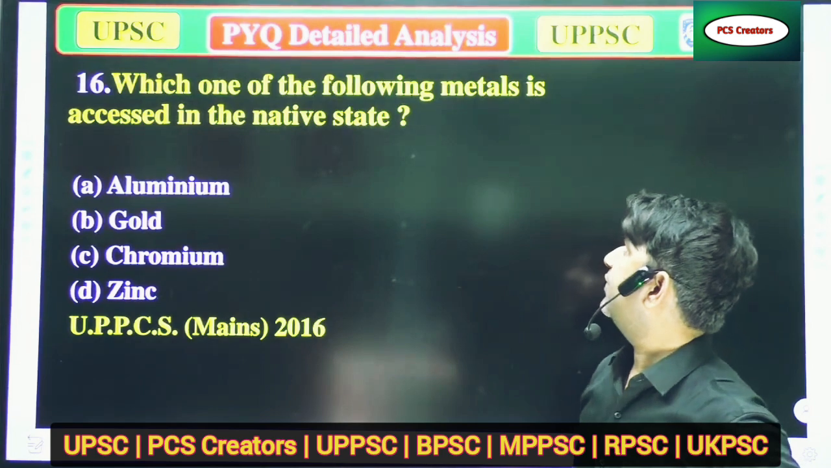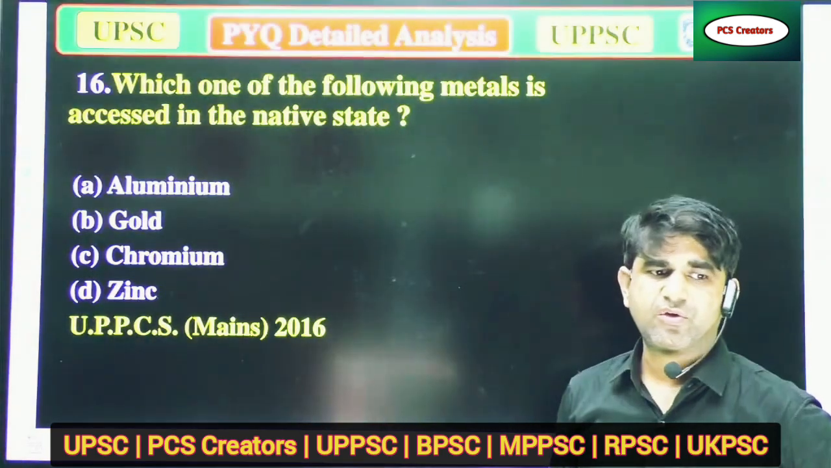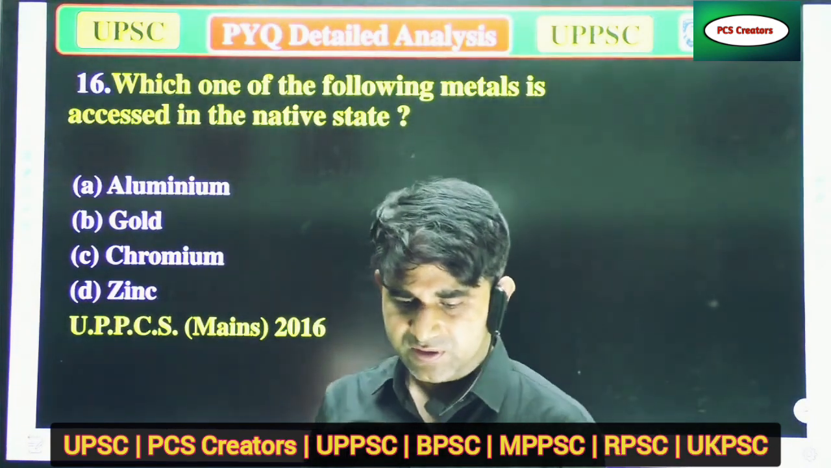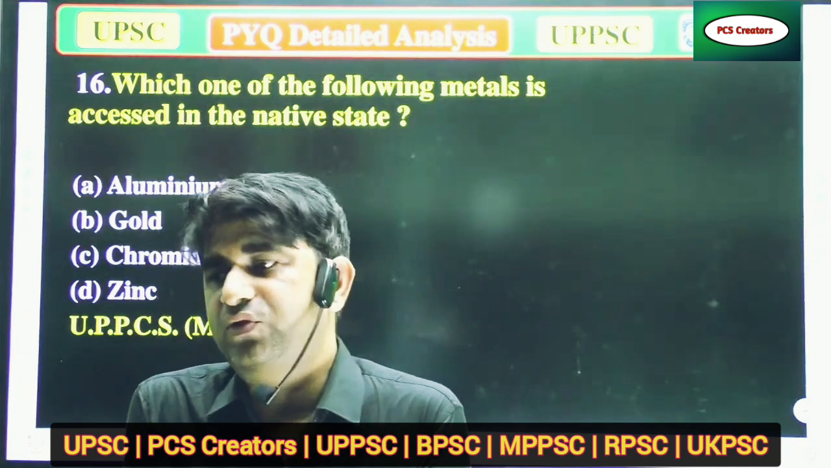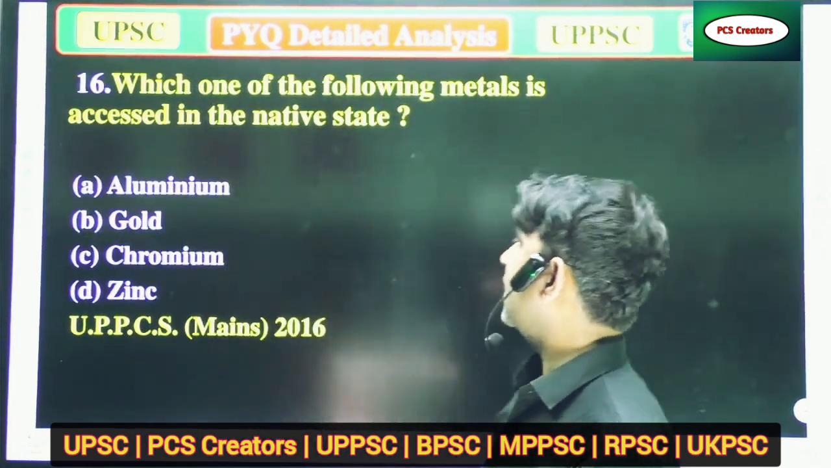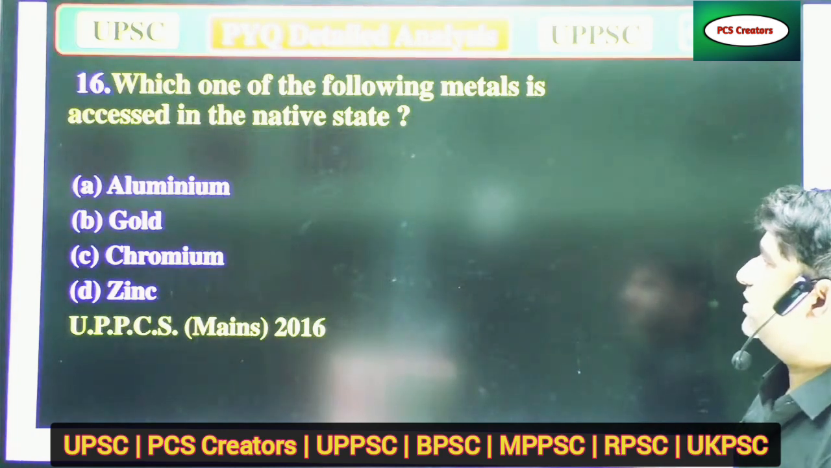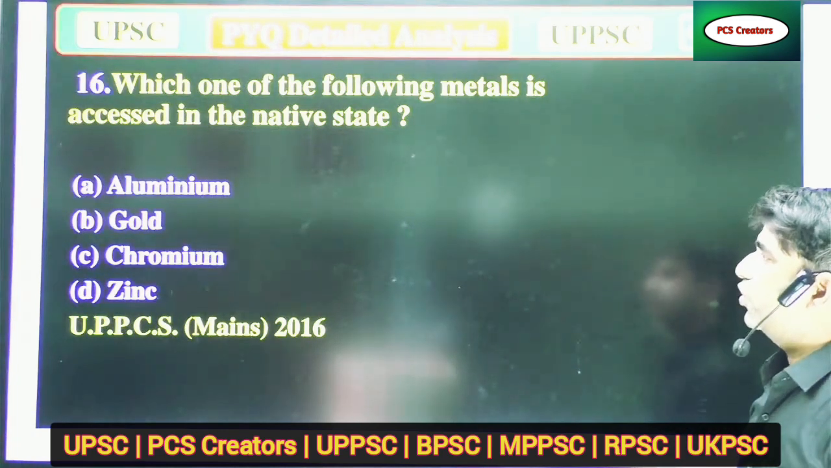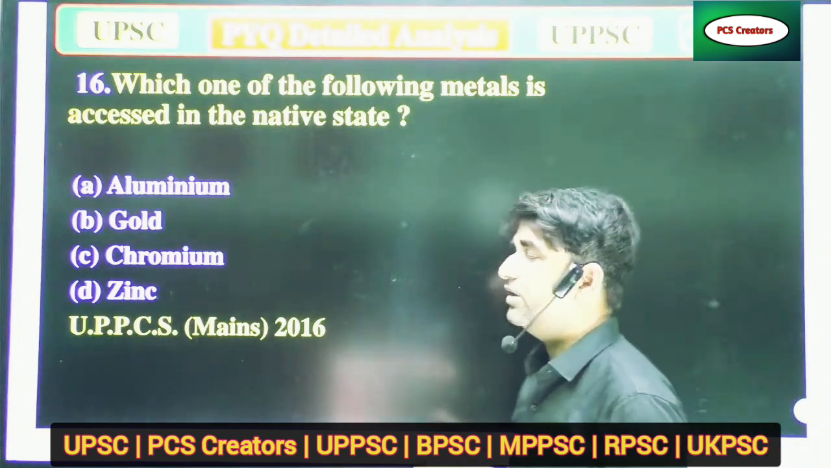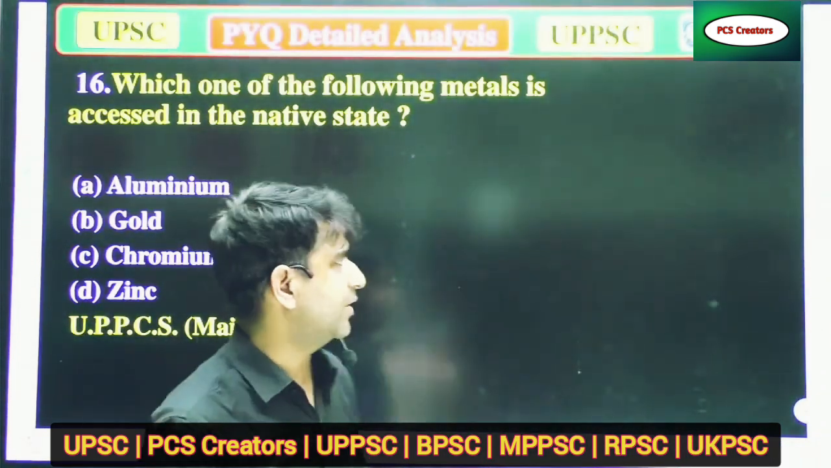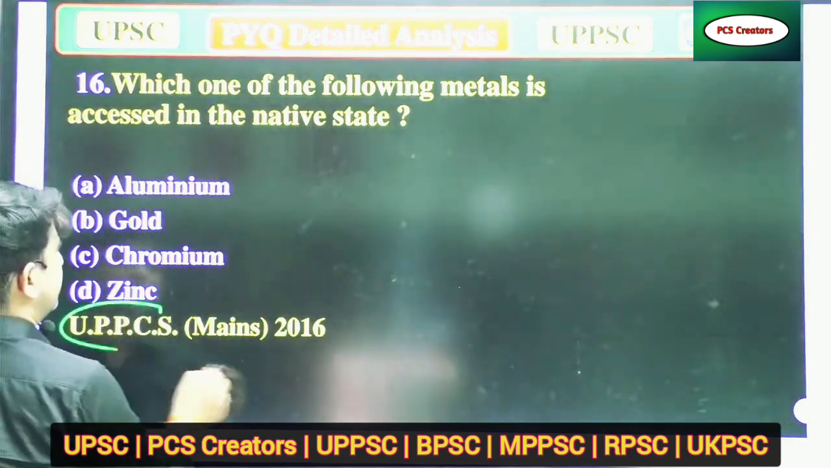Which one of the following metals is found in the native state? Means which of the following elements is found in the native state? A, aluminium; B, gold; C, chromium; and D, zinc. So when we talk about these elements, there is a reactive series of elements. That question was asked in UPPCS Mains.